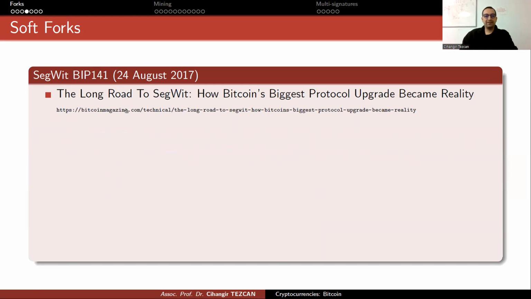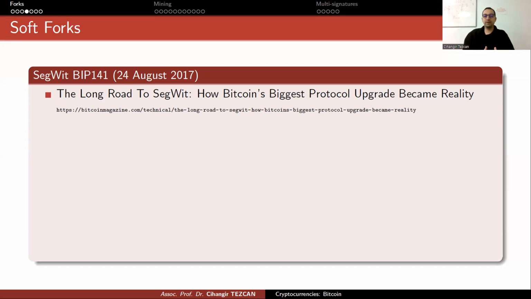So the title actually explains it all: The Long Road to SegWit, how Bitcoin's biggest protocol upgrade became reality. Initially, it was very hard to convince miners to make this upgrade. Developers tried for years and couldn't succeed. They met with the owners of the biggest pools, in China and in other places. They agreed, but they still didn't upgrade, okay?